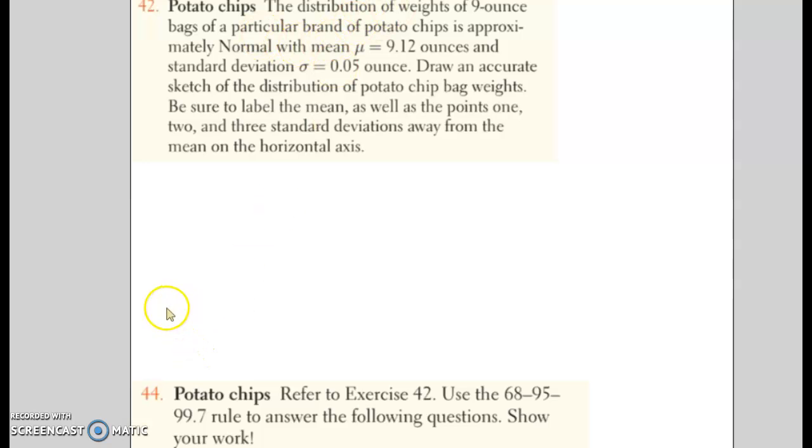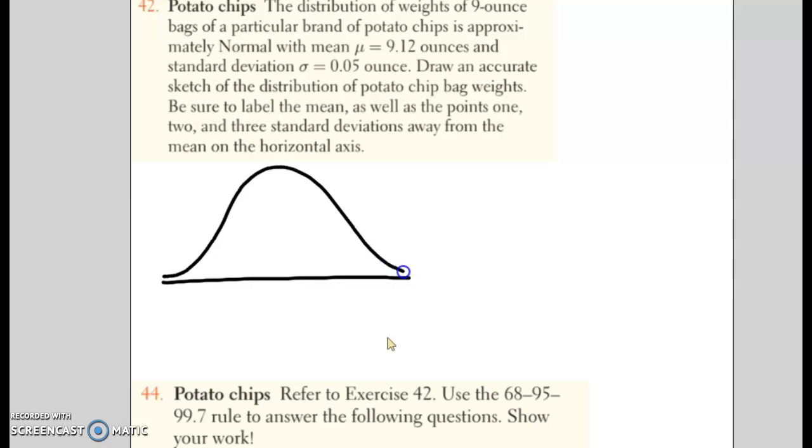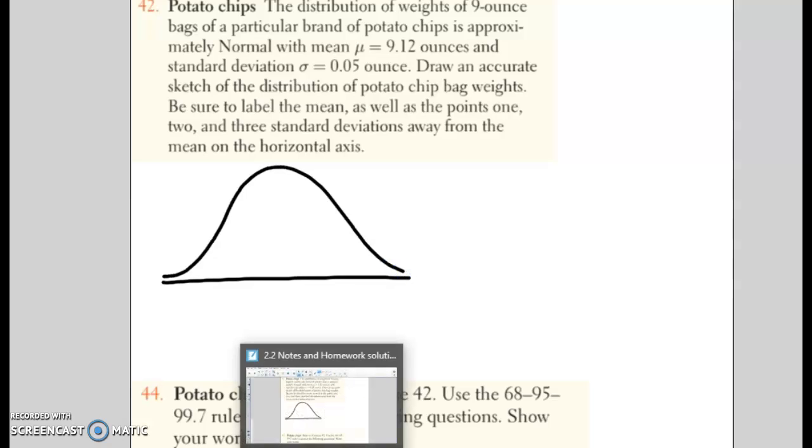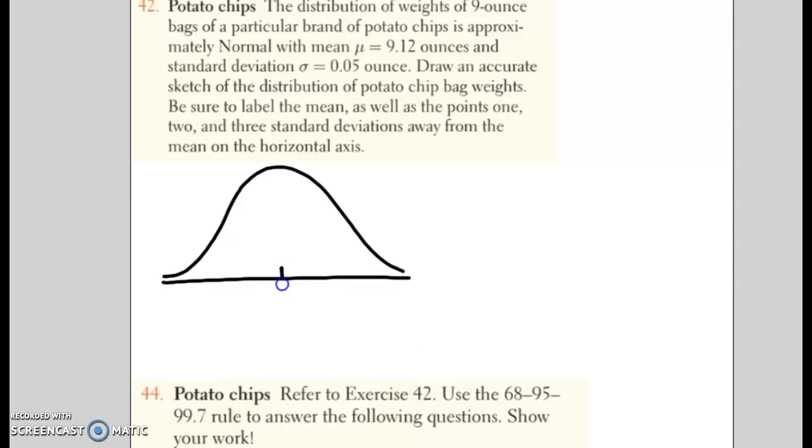So let me start with my normal curve. Here's my horizontal axis. I'm going to make a bell-shaped normal curve, and I'm going to label the mean in the middle. So that mean is 9.12. And I'm going to count out standard deviations 3 above and 3 below that mean, and label those as well. So 1 standard deviation above takes me to 9.17. I'm just adding the 0.05, adding this standard deviation.